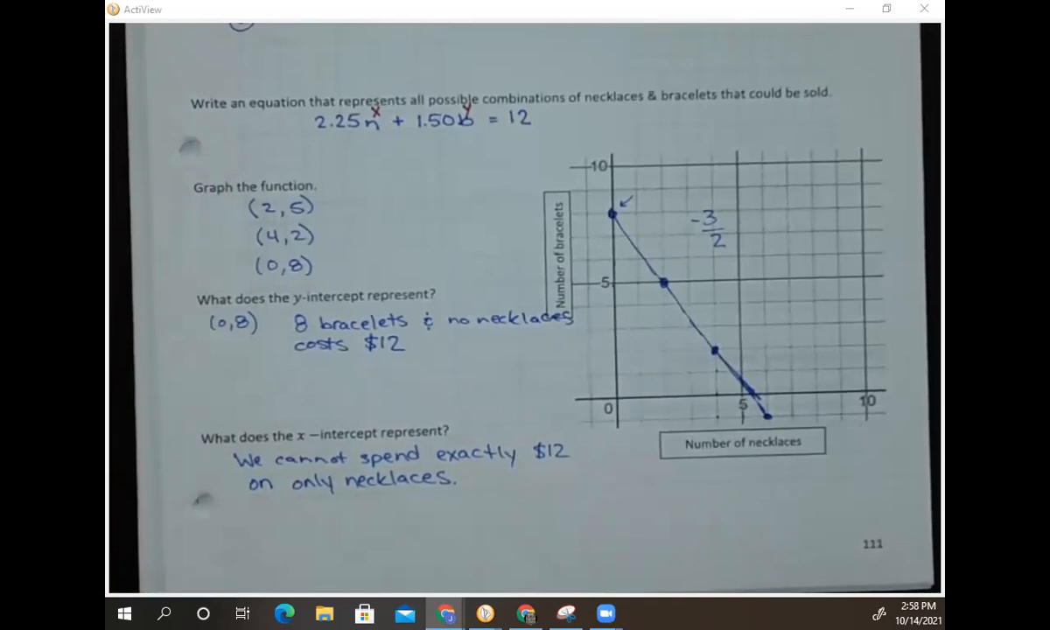Not possible, not going to happen. Questions for me on this second example?